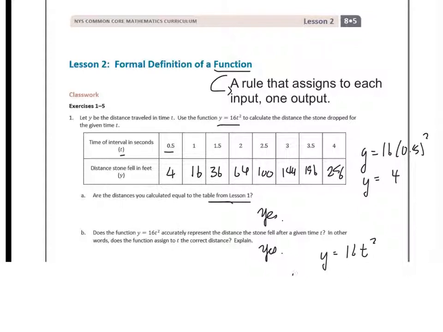When we use different values of t that are outside of our table, such as 3.75 or 8 seconds, we can use the rule to make a prediction. If you measure this in real life, you might get something a little bit different, but usually when we fit a function rule to a situation, it's going to be generally pretty accurate.